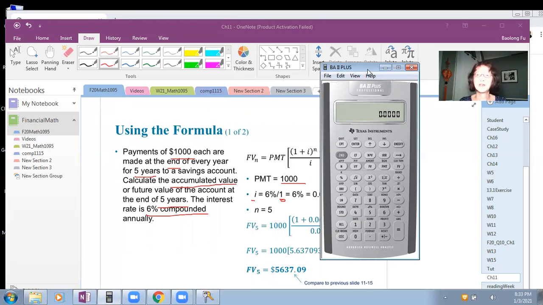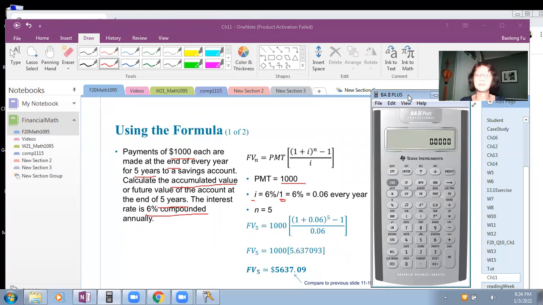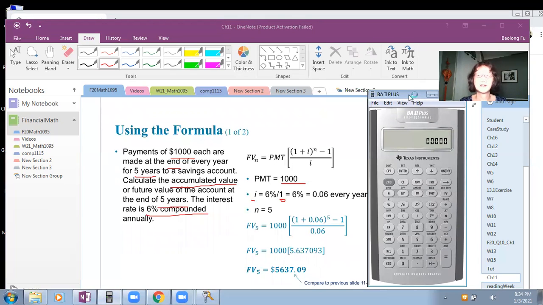This is a Texas Instruments BA II Plus financial calculator. In this calculator, you need to make sure the calculator is at the END mode. If you see nothing on the top right corner, it is END mode. So to begin, you need to set up your calculator.